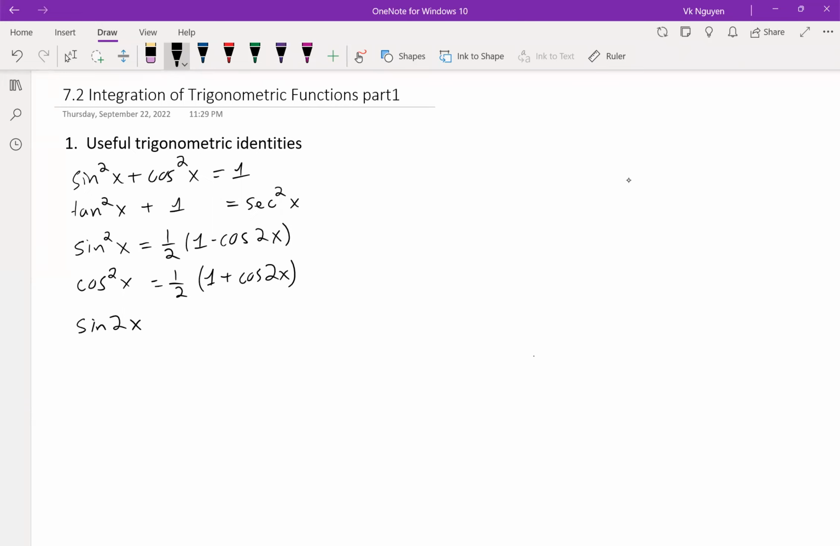Sine 2x is 2 sine x cosine x, which gives us the identity: cosine x sine x, or sine x cosine x, is half of sine 2x.